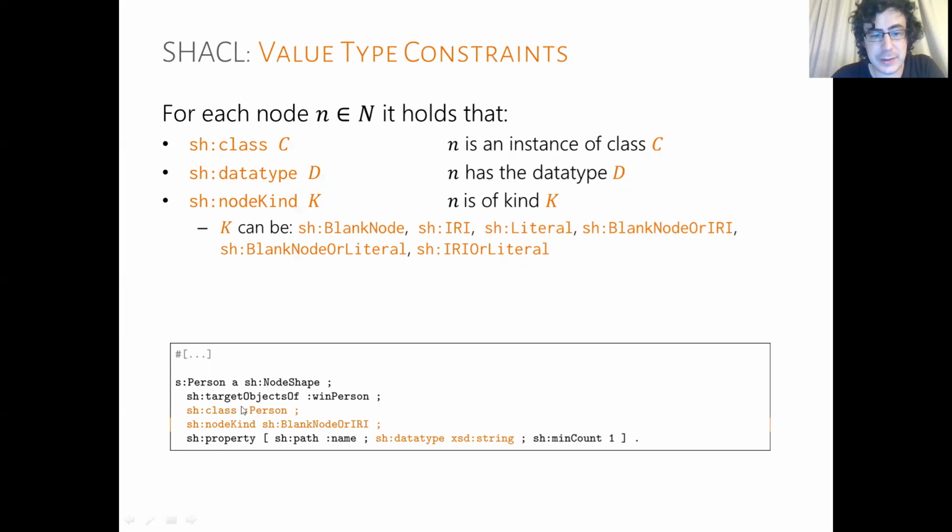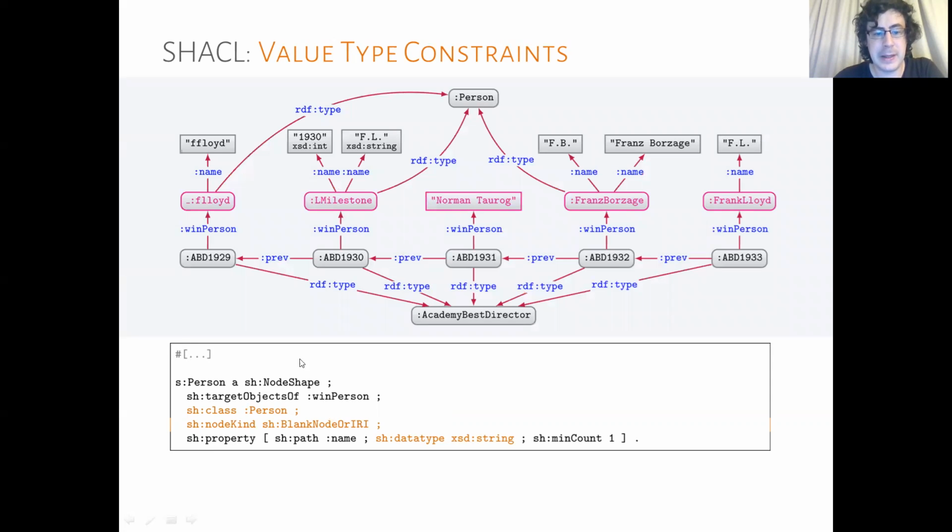Okay, so we have an example here where we say that a person is a node shape, and we're going to say that all of them should be of type person. And we're going to say that they shouldn't be literals effectively. They should be blank nodes or IRIs. And we're going to target the objects of win person in our data. So let's take a graph here, and we're targeting the objects of win person. These are all the people here we're targeting. So we can run through them and see how we go. There is an additional restriction here that they must have a name that is a string data type, and it must have at least one name that's a string effectively.